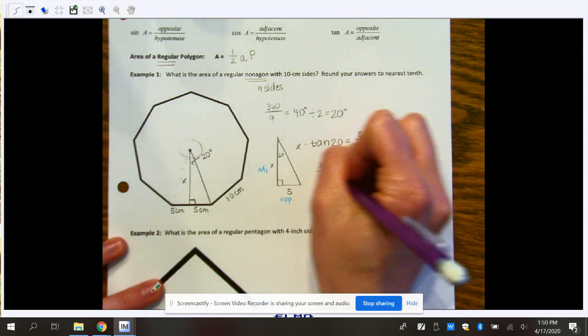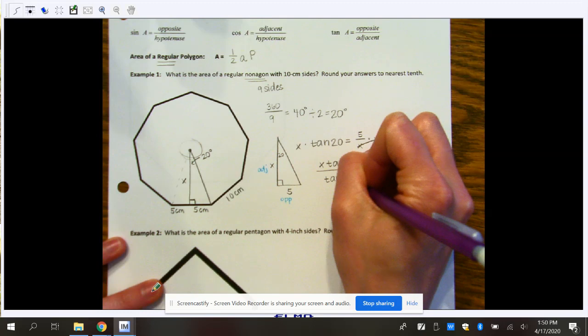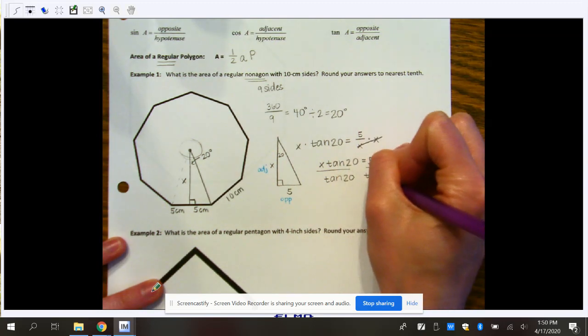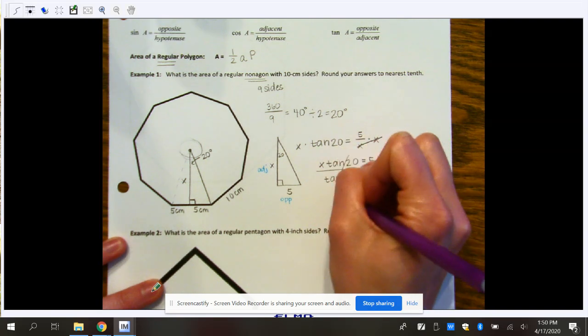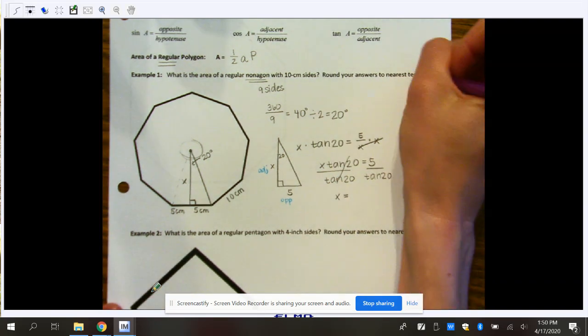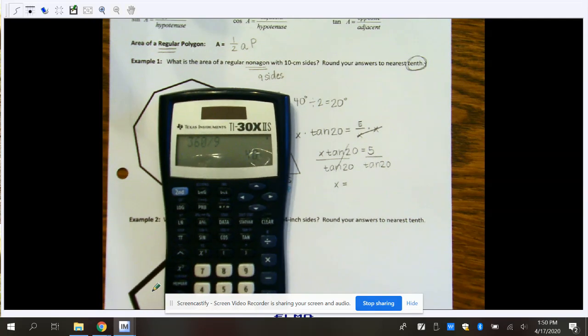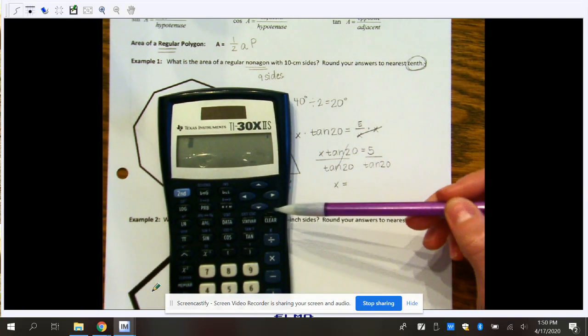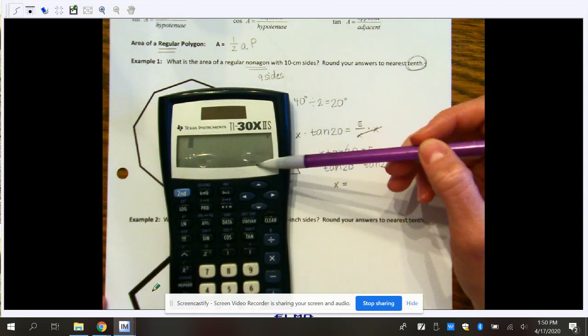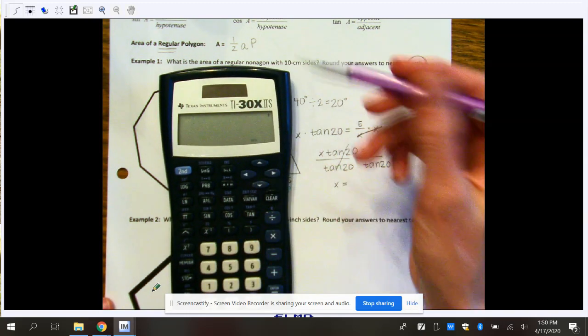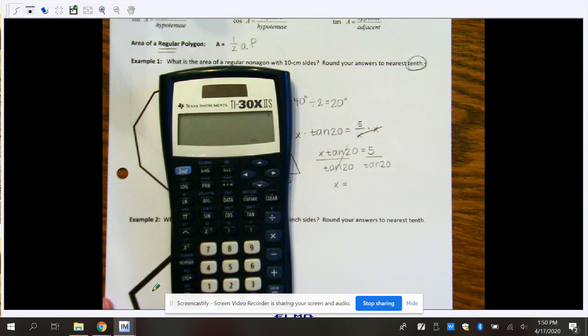And then to get the x by itself, I'm going to divide by the tangent of 20. We're going to be rounding our answers here to the nearest tenth. If you can use special right triangles, you need to keep your answers with the simplified radicals. Okay. All right, so the first thing I'm going to do, make sure if you're using the Texas Instrument calculator, this right here should say DEG, in degrees. You shouldn't have had to change it from what we did before spring break, so it should be okay.